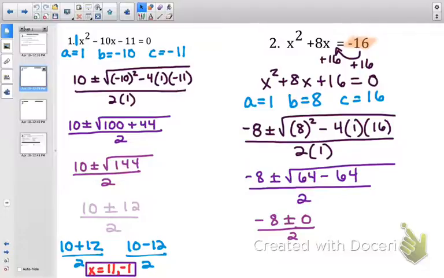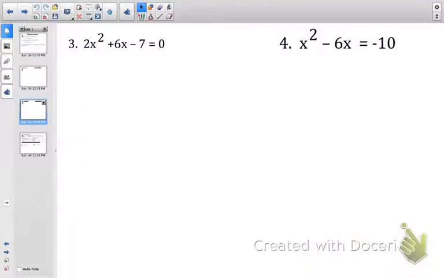Then again, 8 plus 0 and 8 minus 0 doesn't matter, so we can get rid of the 0. In this case, there's only one solution, and that's negative 4. Usually we get 2, but it's possible to get 1 or none. All right, let's look at these next examples. Number 3, our a value is 2, our b value is 6, and our c value is negative 7.